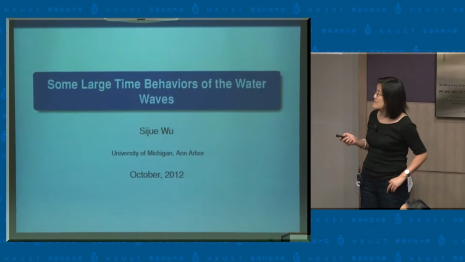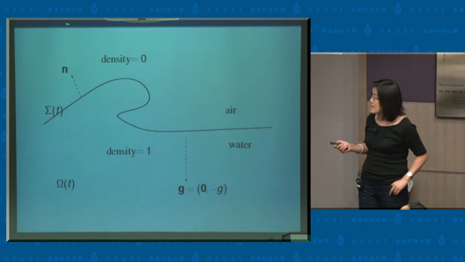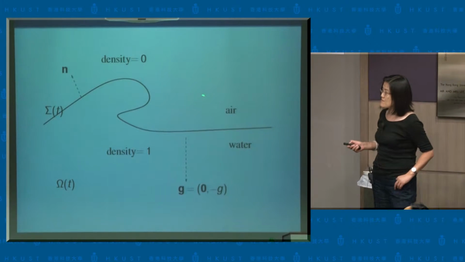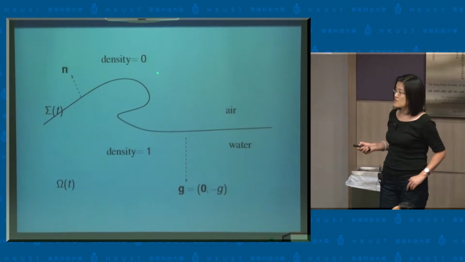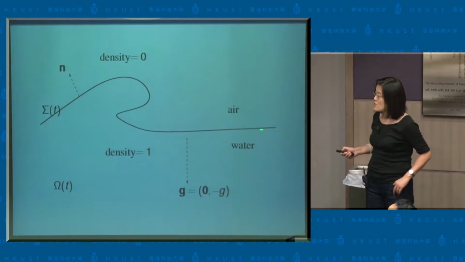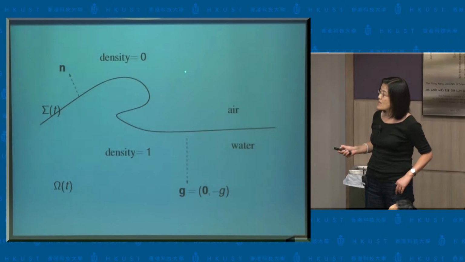So what I'm going to talk about is water waves. What I care about is the wave in the deep ocean, in the middle of the ocean, where we see the waveform. And the question is, what happens next? Or what are some typical behaviors there? As a mathematician, we have to make some assumptions.